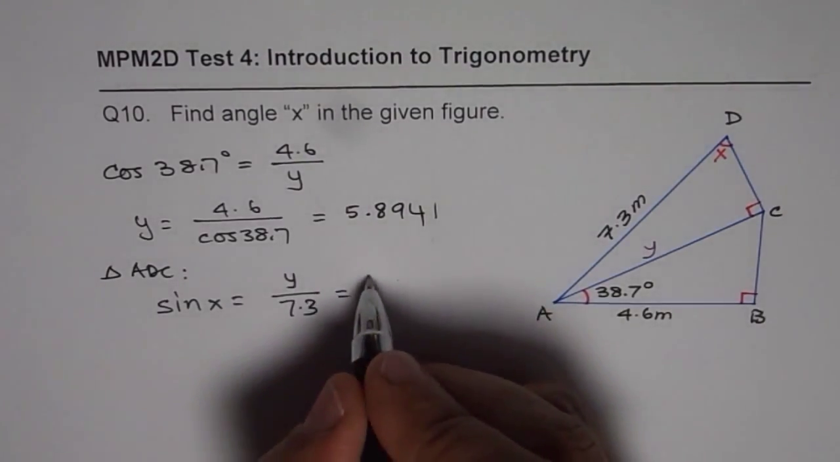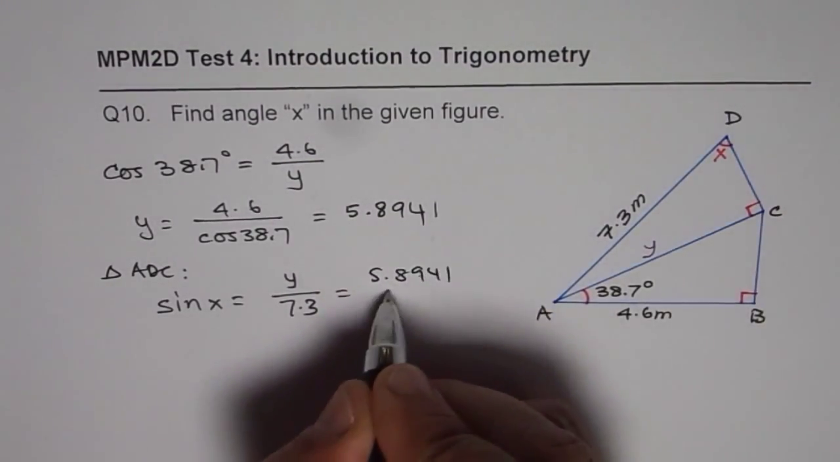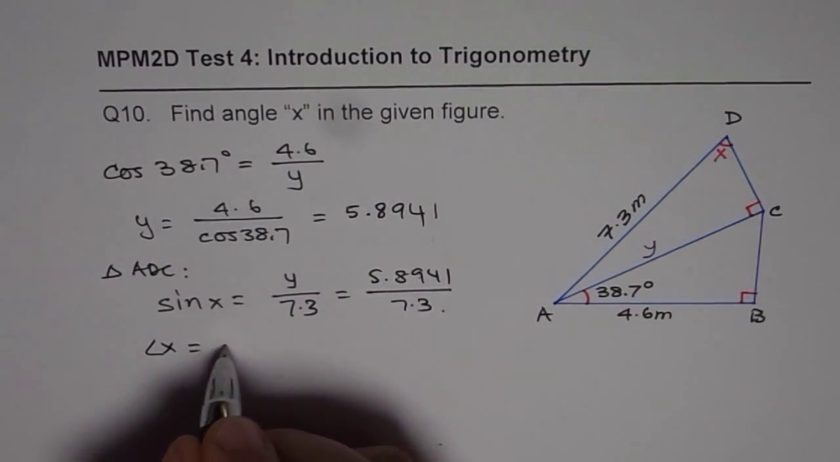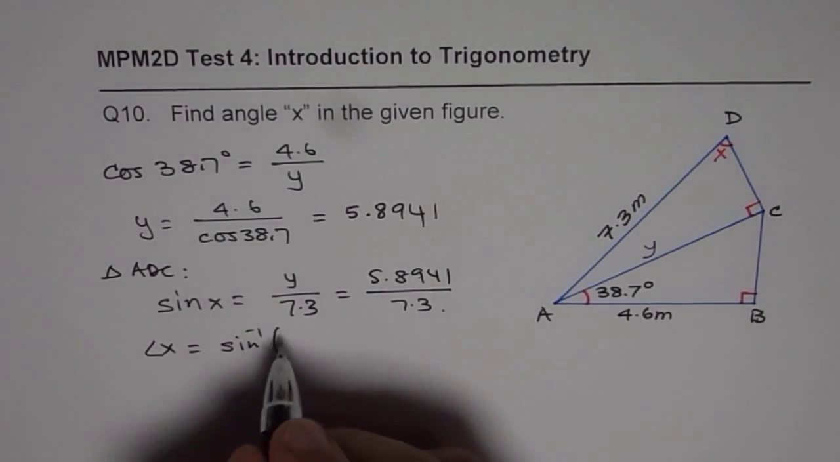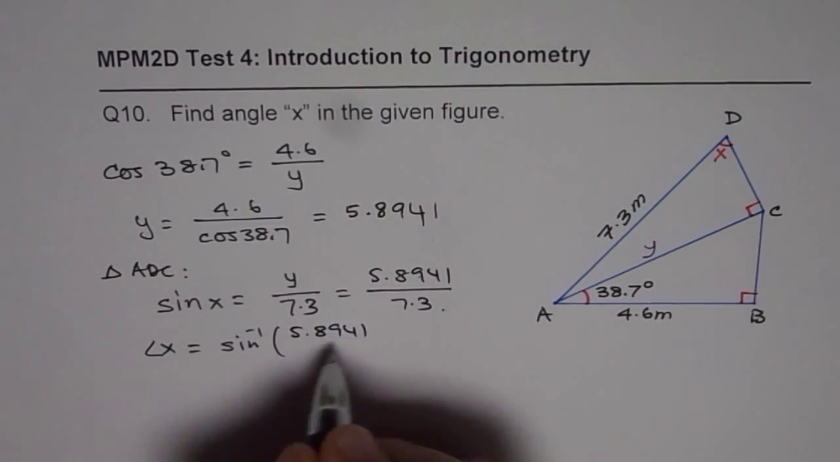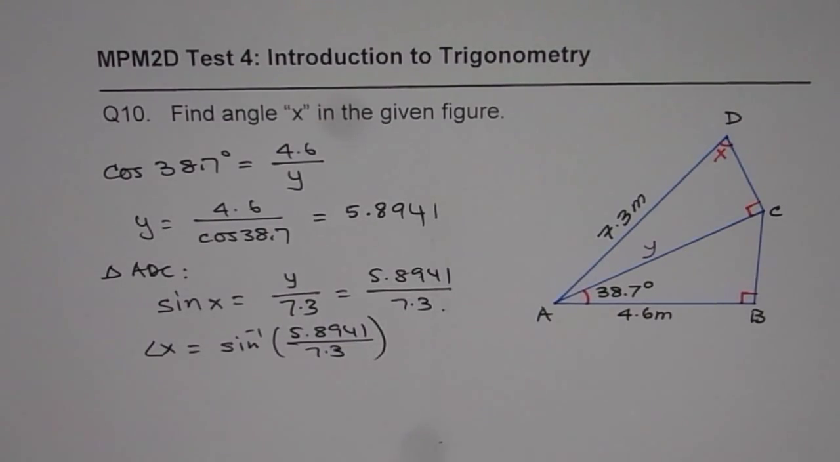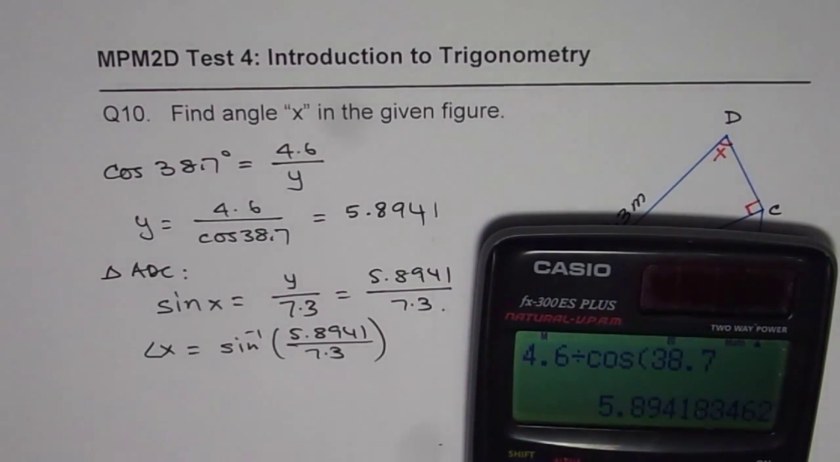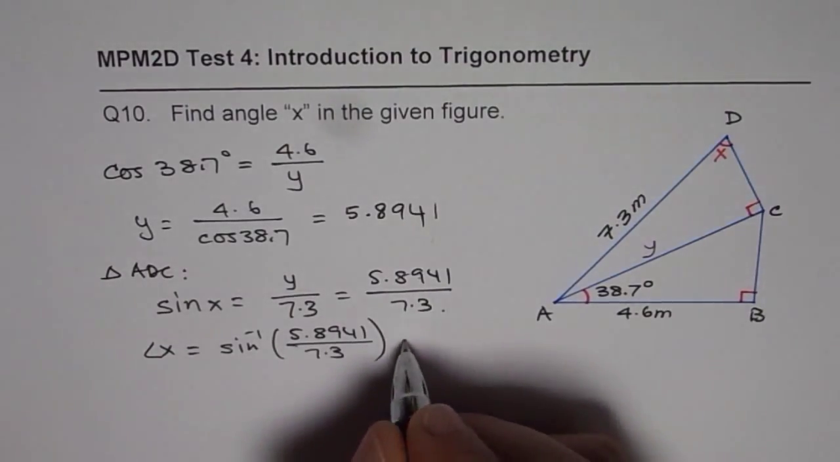Y we just calculated, 5.8941 divided by 7.3. Now we can say what is angle x? X is sine inverse of this value, right? 5.8941 divided by 7.3. Let's use the calculator. So we have already 5.8941 in the calculator. Let's divide by 7.3. We get some answer, and we do shift sine inverse of the answer, right, to get the answer, which is 53.84.